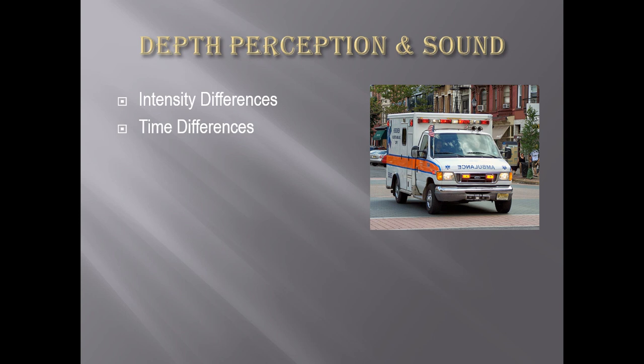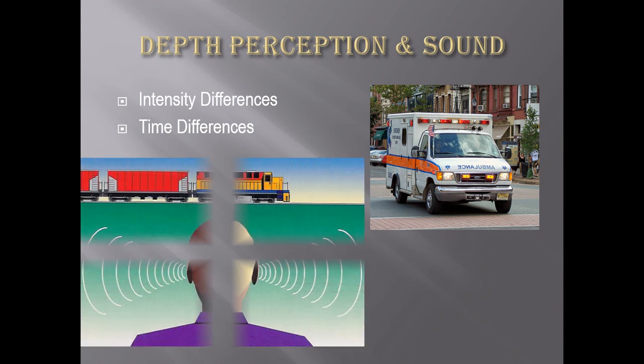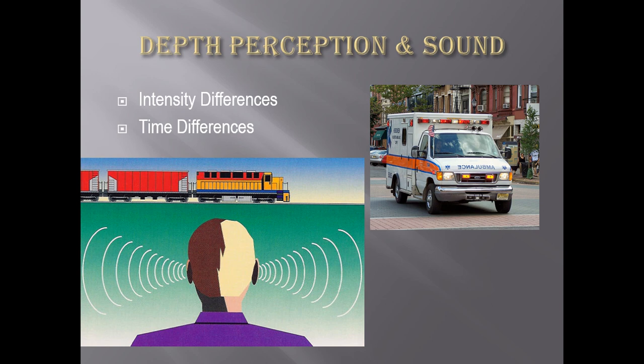Last thing is a time difference. Now, to explain this one is a little bit tricky, but I think we can understand this. Your brain is so well developed that you can determine the direction a sound is coming from based on the time it takes to reach one ear versus the other. Let me say that again. You can determine the direction a sound is coming from based on the amount of time it takes for sound to reach one ear versus the other ear. Now, that can be just a fraction of a second, okay? Just a fraction of a second.